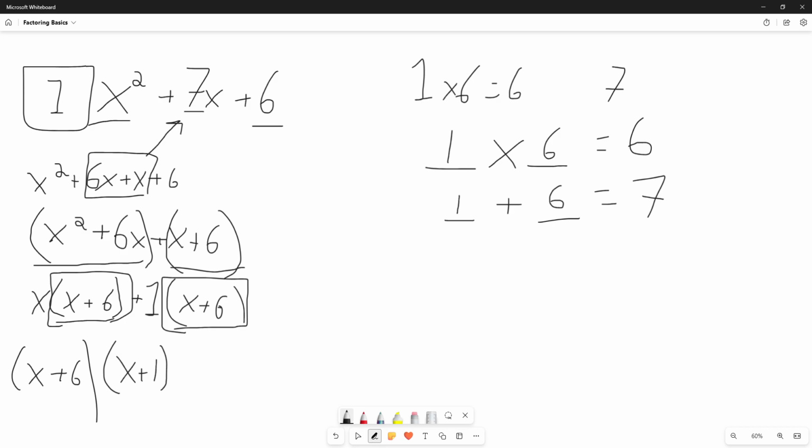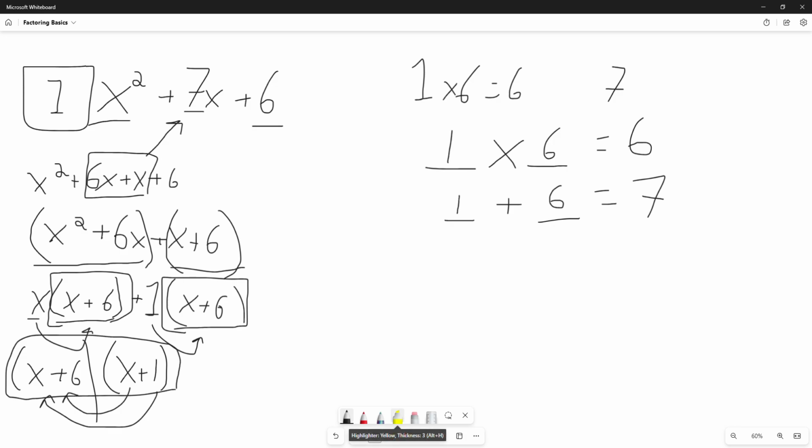Now notice why this works, because here we have an x and it's multiplying to this whole term, and here we have a 1 that's multiplying to this whole term. And the same thing here, x is multiplied by this whole term, and 1 is multiplied by this whole term. So this is your common factor, this is your final factored form.